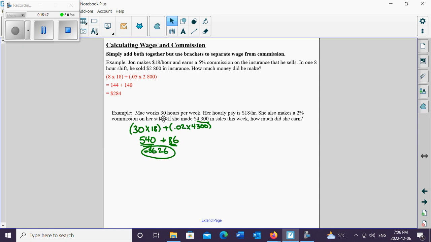In this example, this person's working 30 hours a week and is paid $18 an hour. So that one is the wage, 30 times 18. And this second part is the commission, the 2% of sales of 4,300. You multiply those two together, that's $540 in wage plus $86 in commission equals $626.